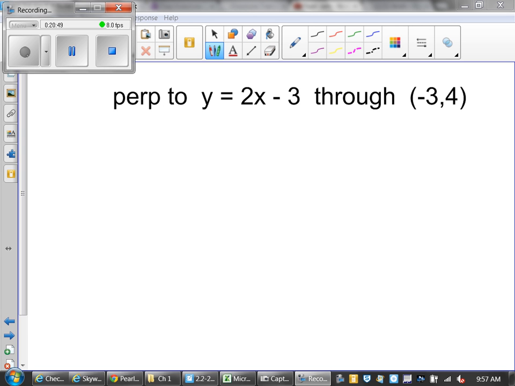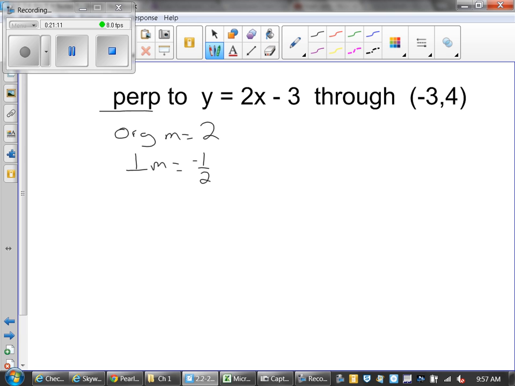So once again, in this case here, my original slope is 2. This is a perpendicular problem. So the perpendicular slope, if the original slope is 2, is? Negative 1/2. Very good. Thank you for not saying negative 0.5.